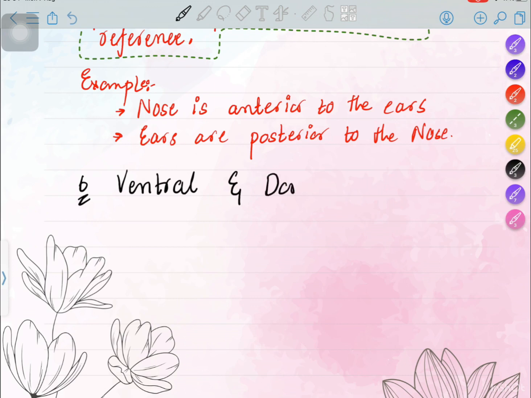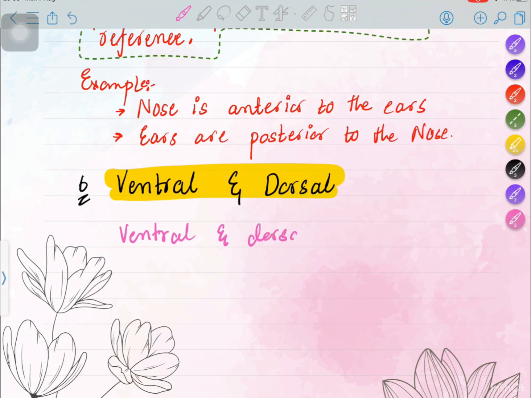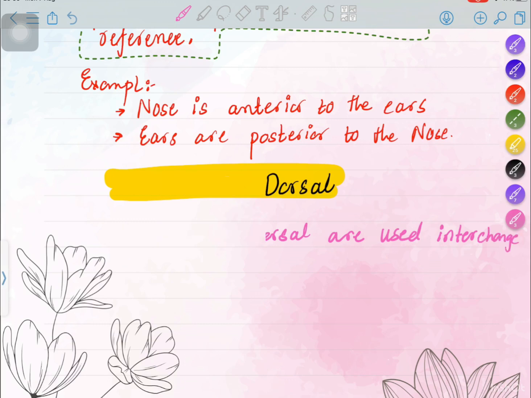Ventral and, sorry, I'm missing one thing. So sixth one is ventral and dorsal. Now ventral and dorsal are used interchangeably with anterior and posterior. Ventral and dorsal actually have the same meanings as anterior and posterior, referring to human and animal body parts. Dorsal came from the word dorsum, it means back.